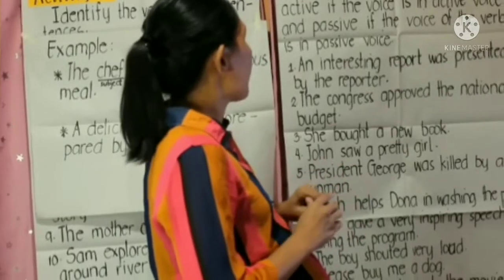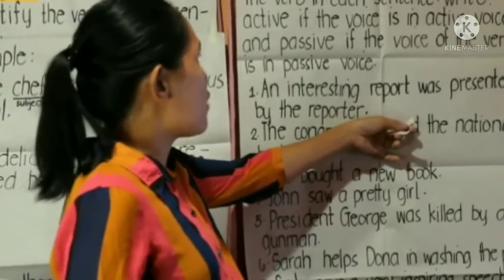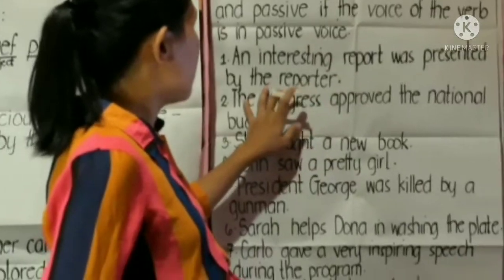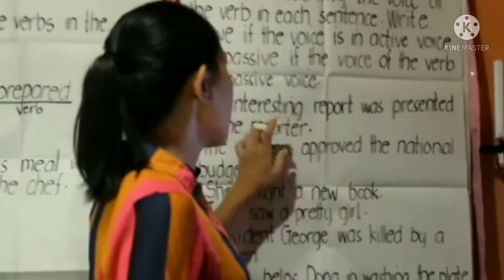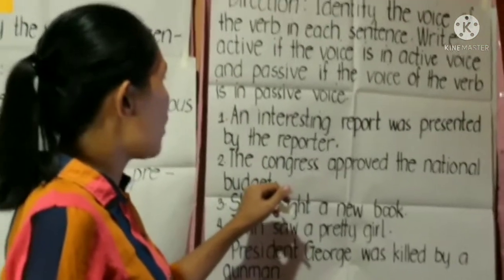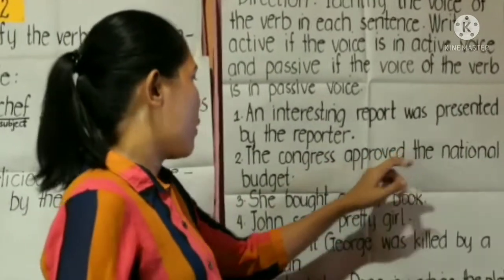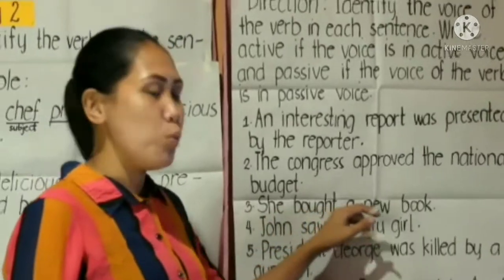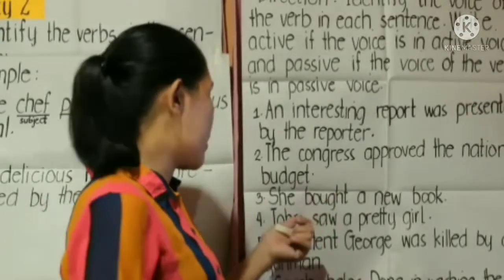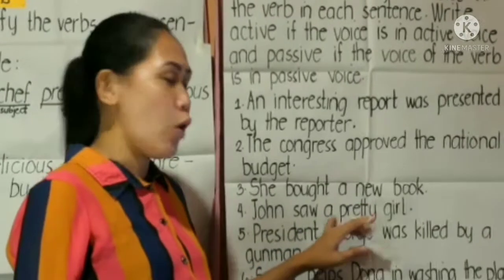In number 1, an interesting report was presented by the reporter. This sentence is in passive voice because the subject of the sentence is the receiver of the action. And next, number 2, the Congress approved the national budget. This sentence is in active voice. And number 3, she bought a new book. The answer in number 3 is also active voice. And number 4, John saw a pretty girl. This is in active voice form.